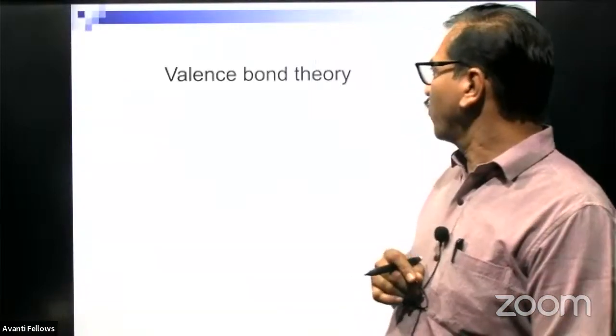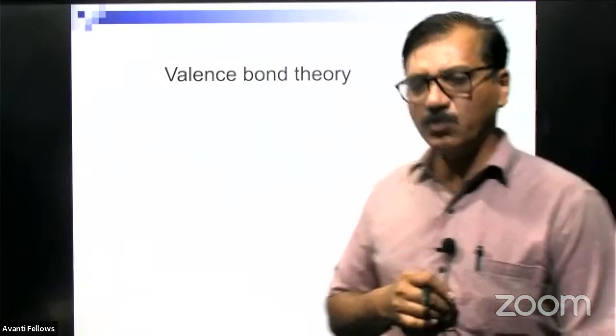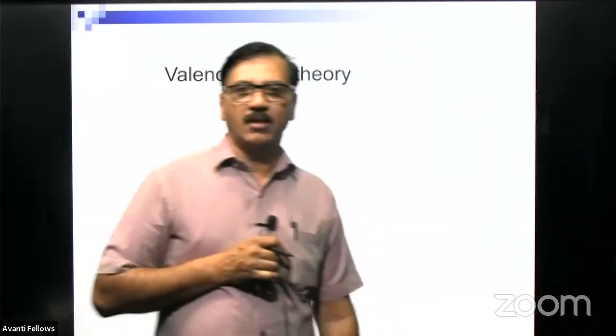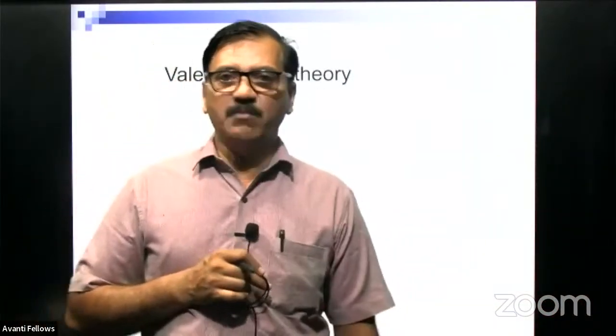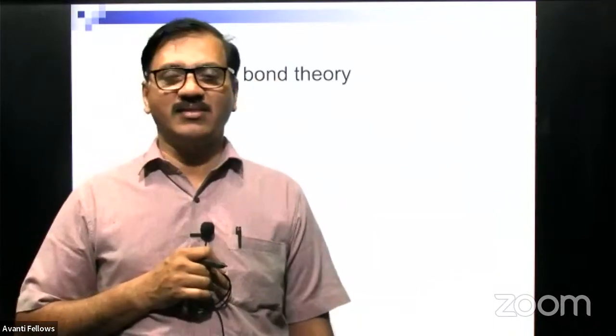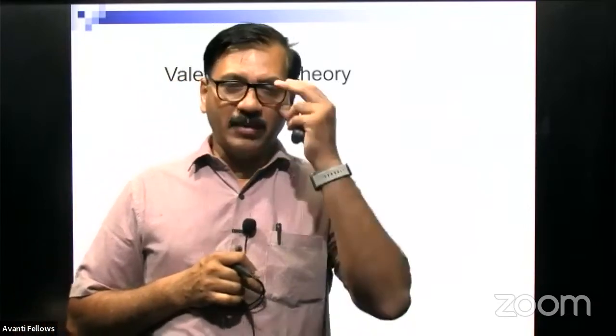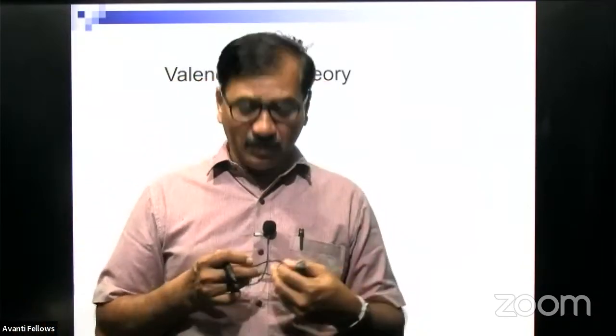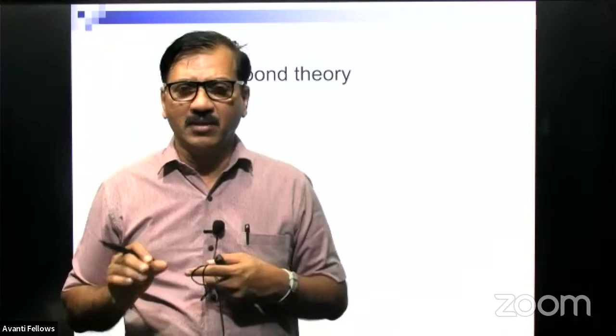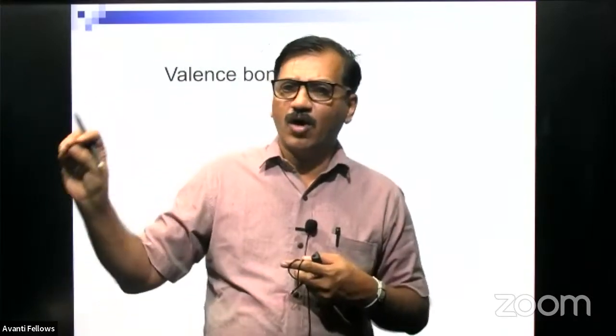Now the second theory is the valence bond theory. Valence bond theory assumes that the metal atom or ion should possess some empty orbitals, and the number of empty orbitals must be equal to the number of approaching ligands. If 6 ligands are approaching the metal atom, there must be 6 orbitals which are free to accommodate them.